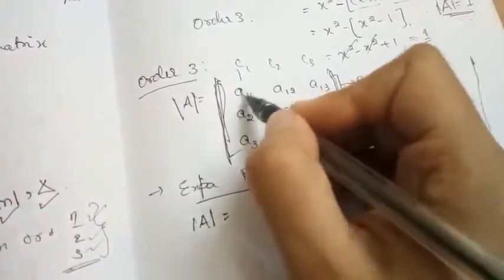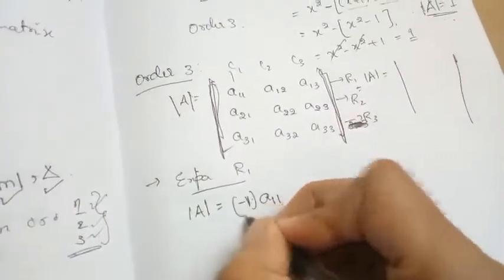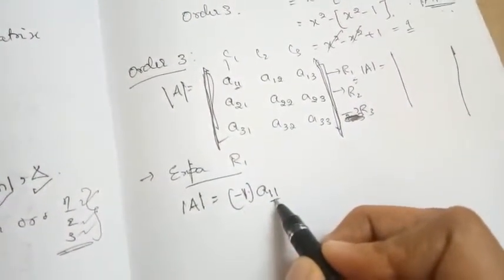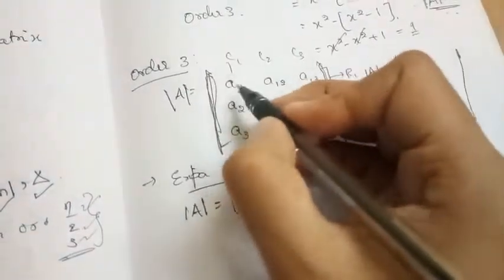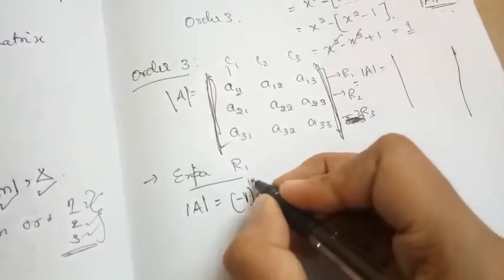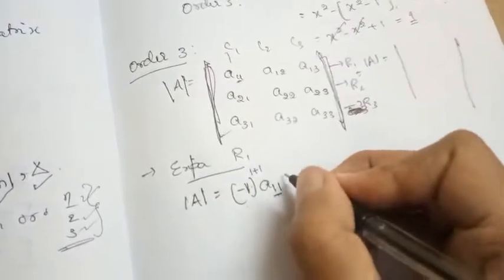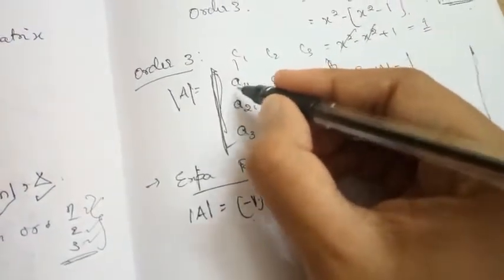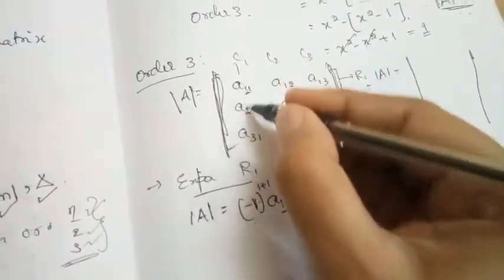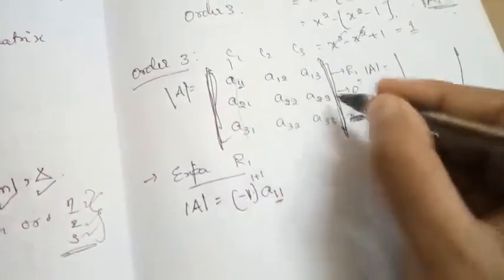So there are 3 elements. I will consider the first element, A11, with minus 1 to the power of the subscript of this element. This is in the first row, first column, so I am representing it as minus 1 to the power 1 plus 1. After that I will delete the row and the column containing A11. After deleting this row and this column, I will get the 4 elements.